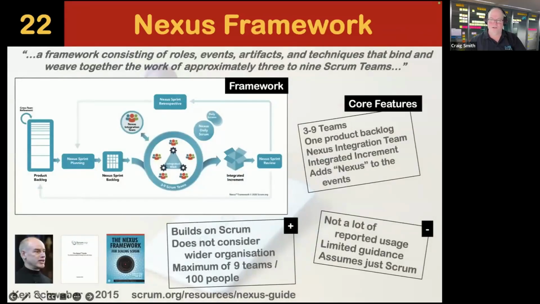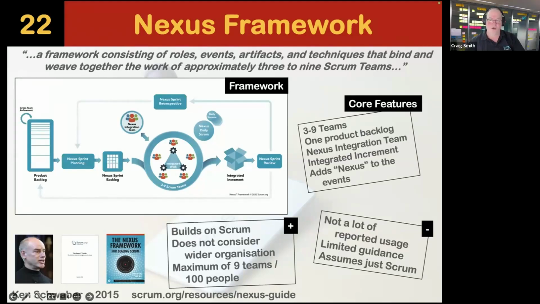His framework is very familiar because it is essentially Scrum. And if you look along the diagram, all he did was add the word Nexus to the front of everything. So you have Nexus Sprint Planning, Nexus Sprint Backlog, Nexus Daily Scrum, Nexus Sprint Review, Nexus Sprint Retrospective. So it didn't try terribly hard. It is, again, available freely in the Nexus guide, as was the Scrum at Scale guide, by the way, also in a book. Again, 3 to 9 teams, but is essentially really lightweight.